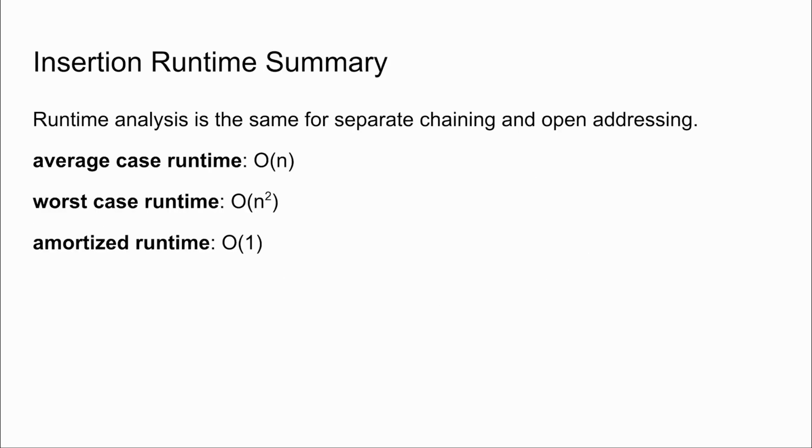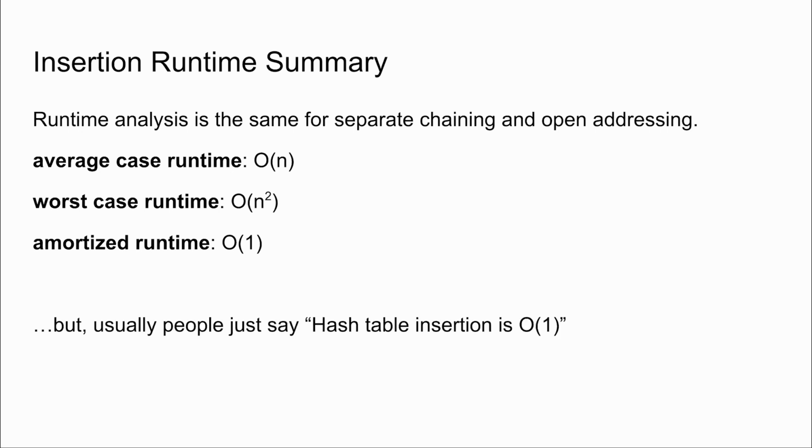So to summarize our extremely thorough runtime analysis of the hash table insertion, the average case runtime is O of n, the worst case runtime is O of n squared, and the amortized runtime is O of 1. But people usually just say hash table insertion is O of 1. While our runtime analysis was extremely thorough and technically accurate to the definition of big O, it is also important to note that colloquially, people are usually talking about the amortized runtime when they are talking about hash table insertion.